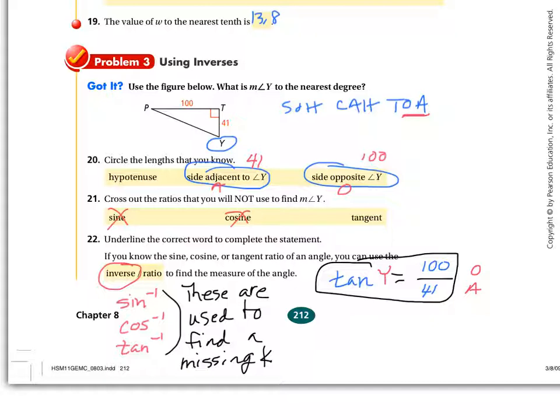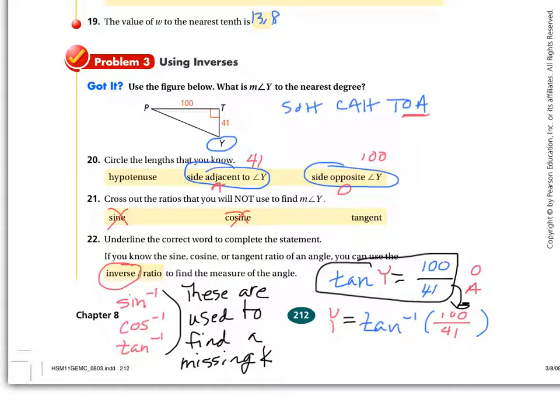You want to get y away from the tangent. I have told you that the tangent, or whatever this trig function is, and the angle measure are one unit, they stay together, unless you don't know the actual angle itself. So to undo this, we are going to use the inverse tangent. So y is equal to the inverse tangent of whatever your ratio is. And our ratio, in this case, is 100 over 41. So all we did to break this apart was to change it into y equals the inverse tangent. The whole ratio just goes right down into there. So that's what you're going to plug in your calculator.